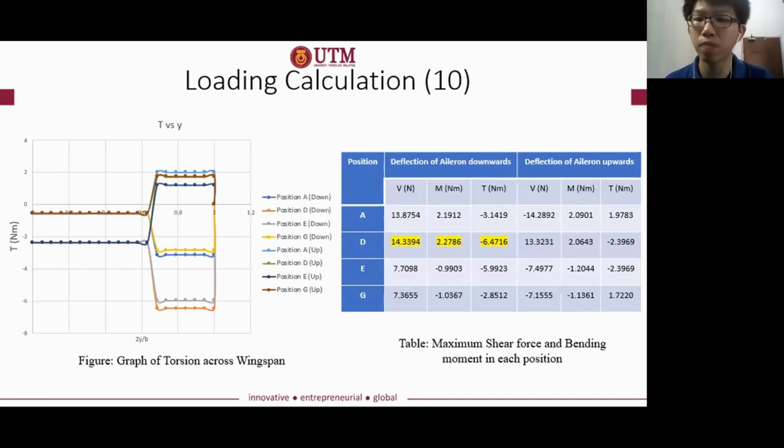The shear force and bending moment at positions A and D are higher as compared to positions E and G. This is because the magnitude of the positive load factor of the aircraft at positions A and D is larger than the negative load factor of the aircraft at positions E and G. Positive 3 is larger than negative 1.5. The maximum shear force, maximum bending moment, and maximum torsion are very important because they will be used in the structural analysis conducted in the next few sections in order to determine if the wing structure is safe or not. That's all from me.